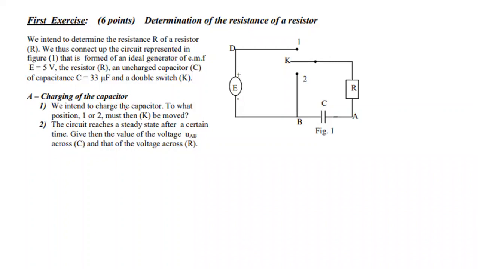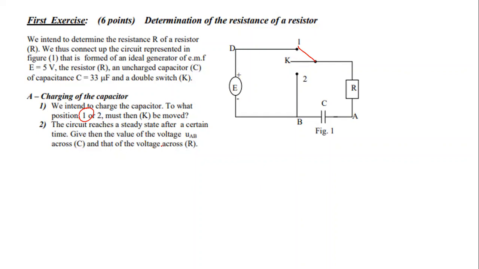We intend to charge the capacitor. To what position, 1 or 2, must K then be moved? In order to charge the capacitor we must have a generator, so it must be connected to position 1. So the circuit reaches a steady phase. After a certain time, give the value of the voltage UAB across C and that of the voltage across R.